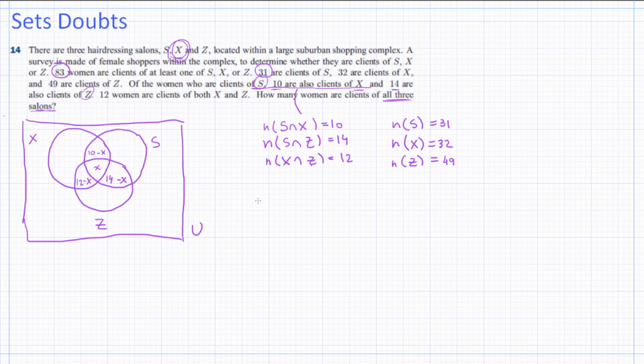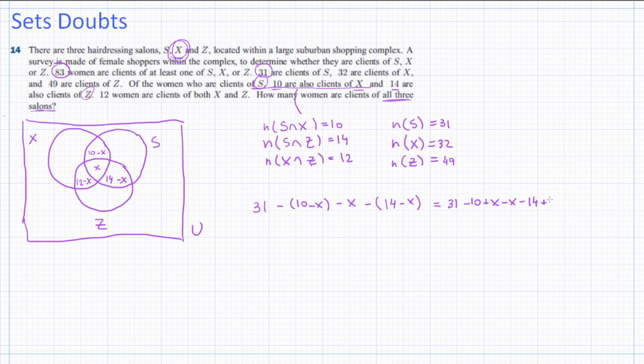Well, if the total is 31, I need to subtract what I have in those intersections here. So I will have to subtract 10 minus X. I will also have to subtract the X, which is here in the middle, and we will have to subtract the intersection that we have here. So 14 minus X.